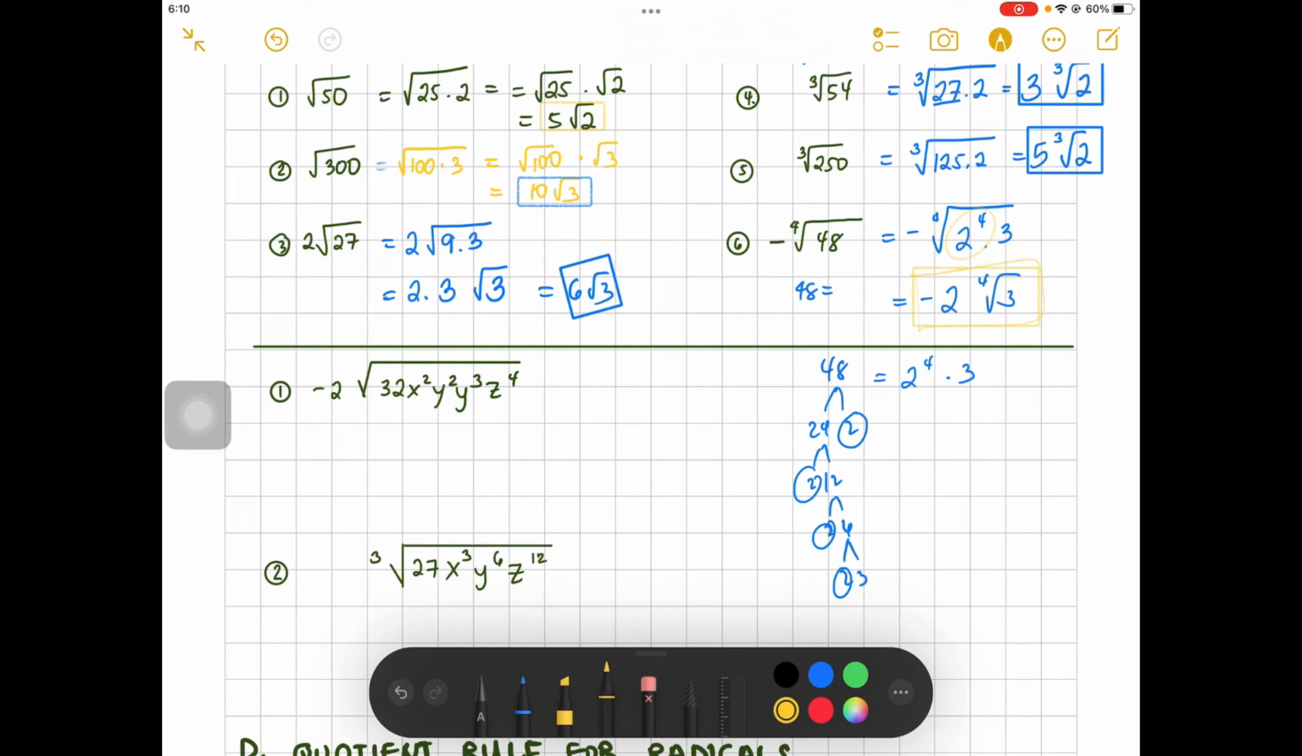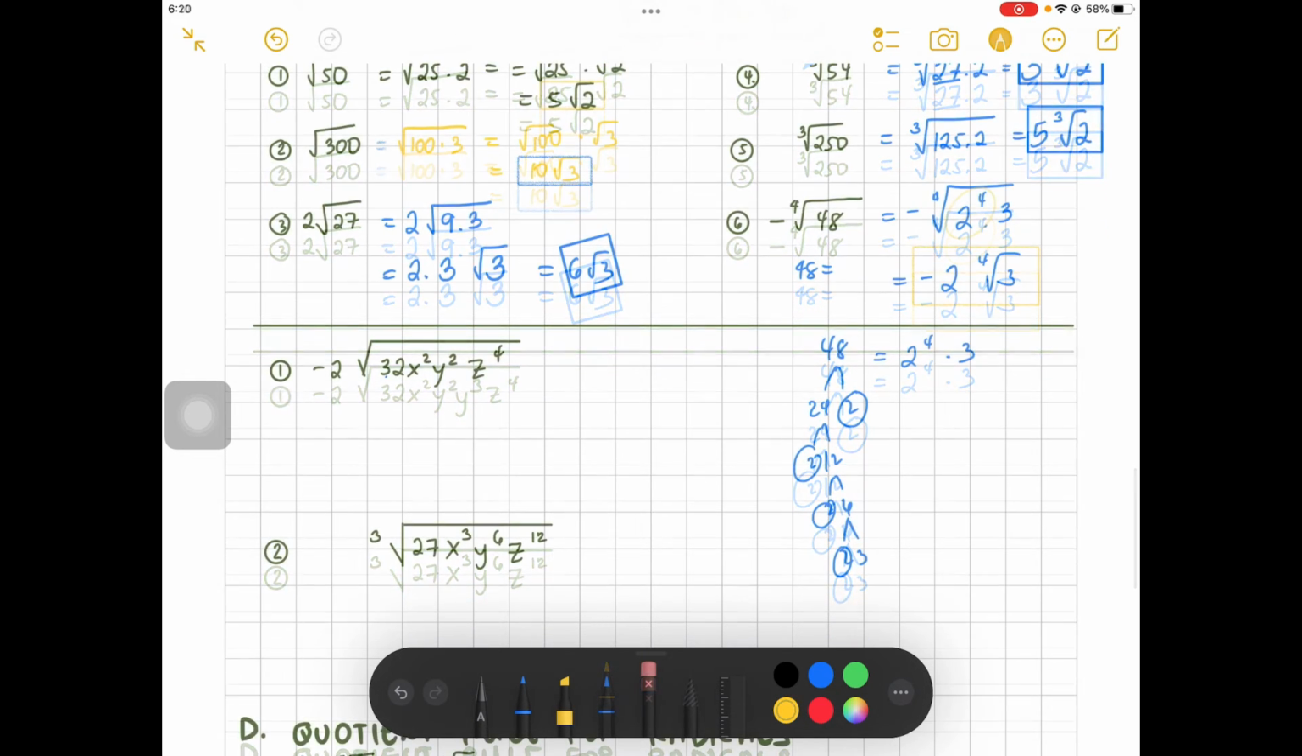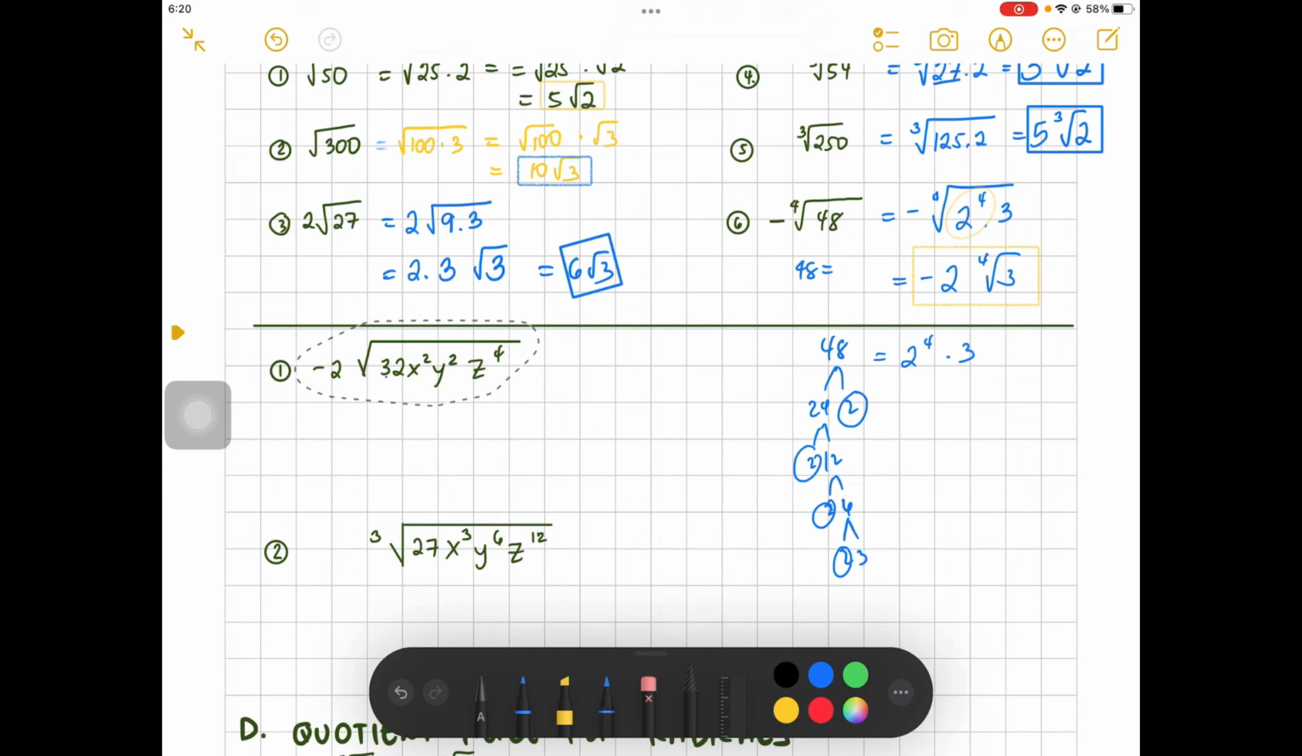So that's how we evaluate. So how do we simplify this radical expression? First, we express the radicand as a product of factors of perfect squares because our index is 2. So 32 can be written as 16 times 2. x squared is a perfect square. y squared is also a perfect square.